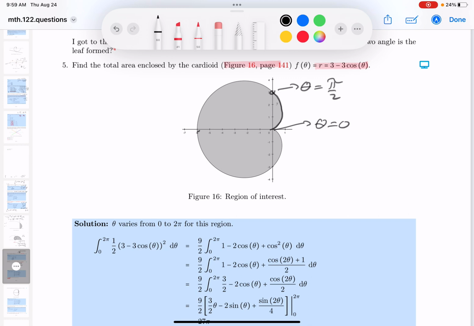Does that make sense? Well, at 0, what would I get? 3 minus 3, which is 0. That makes sense there. I see the origin. The radius is 0. At pi over 2, I'd get 3 minus 0, which is 3. I see that. And then it's going to keep moving along.